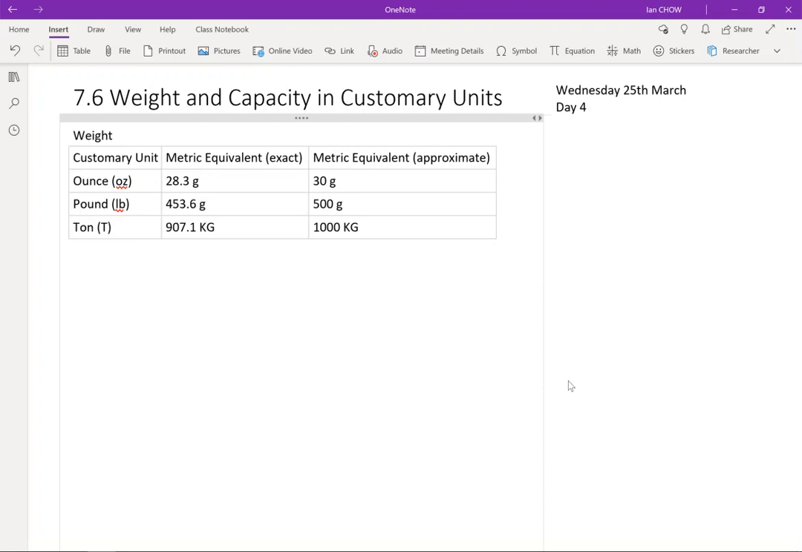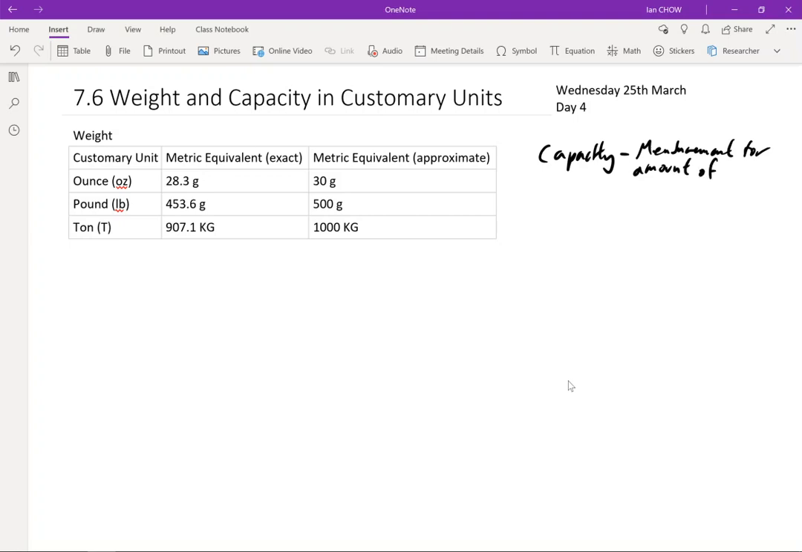Now, first of all, what is the meaning of capacity? Capacity is basically how much space there is. In case you don't know what capacity means, capacity means the measurement for amount of space. And so for metric, that's going to be your milliliters and liters. That's going to be the measurements in metric.